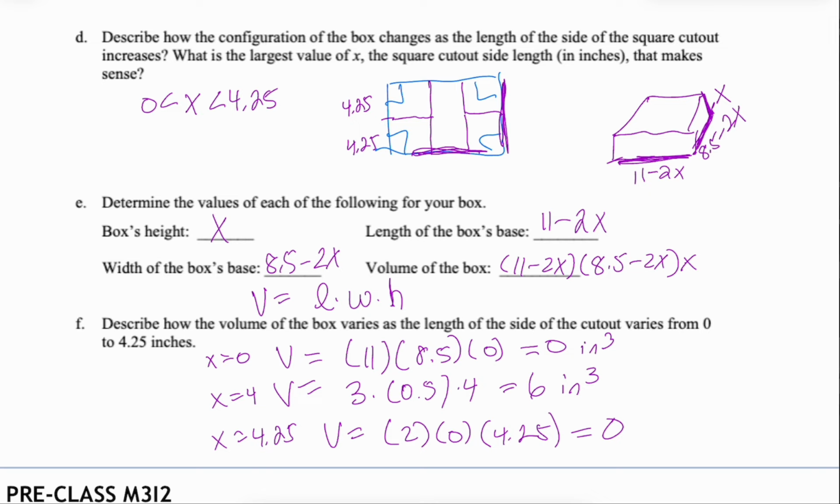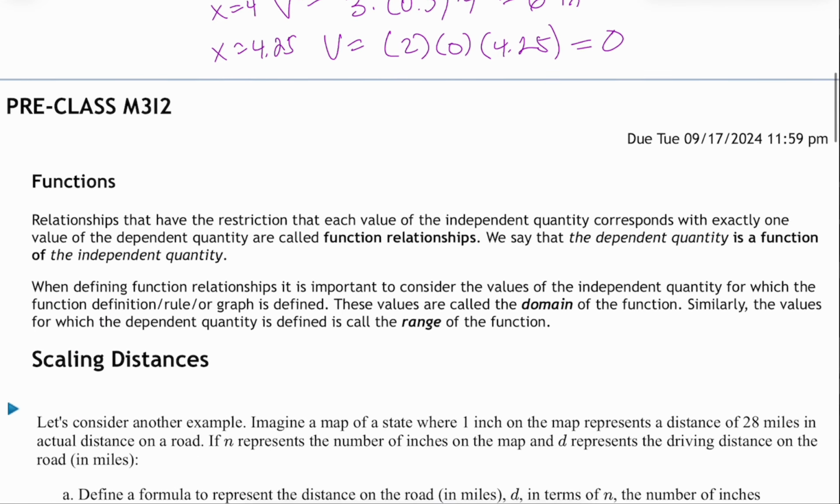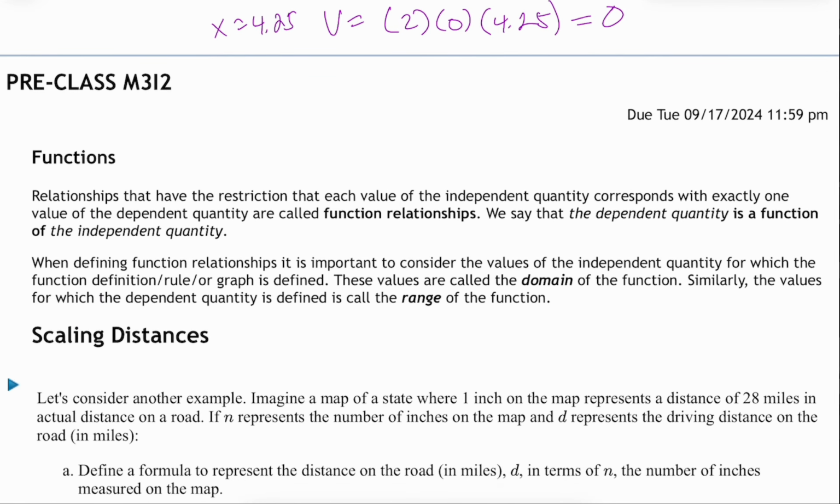Now that we've done the box problem, please open up your iPad to your pre-class M3.2. Pre-class M3.2. I'm going to walk you through it. Now remember, my numbers and your numbers might be a little bit different, okay? And then this pre-class, they're talking about function relationship. They're talking about how that dependent variable y is related to our independent variable x.